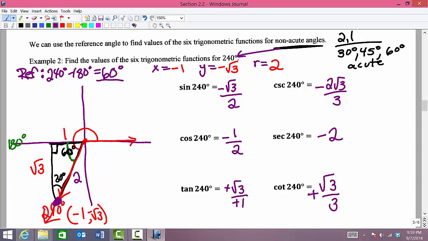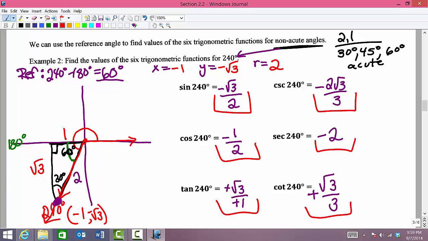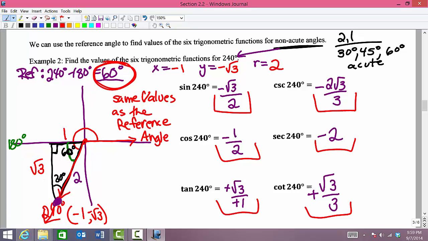Now let's look at our values that we actually get. You notice something about these values. All of these values, the numbers themselves, actually are all exactly the same as the trig function values of 60 degrees. So all of the actual numbers themselves are the exact same values as the values of our reference angle, 60 degrees.